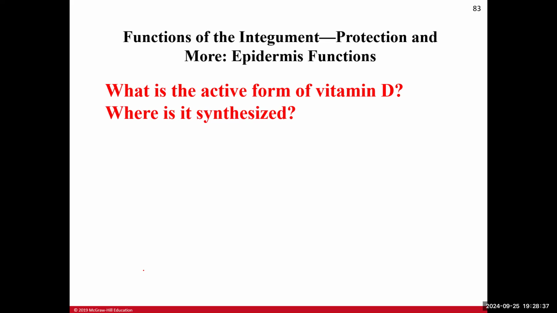So, what is the active form of vitamin D? Yep, calcitriol. Calcidiol is an intermediate. That's what the liver makes. All right. So where is calcitriol made? Kidneys. That's right. Good.